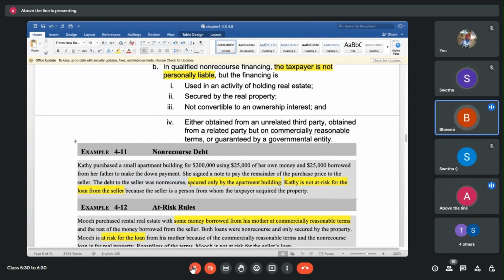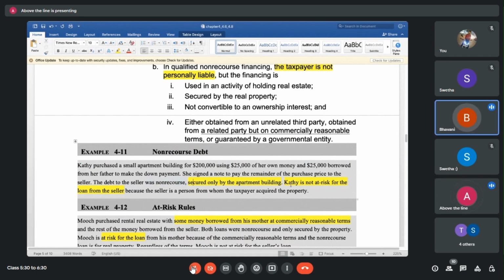Secured only by the apartment. That's why they're clearly saying that it is secured only by the apartment building. It is not secured by Kathy's other personal assets. If she defaults, then the seller can come and take the building back. It's not like the seller will come and say, okay, now I need your car also, I need your bank balance also, everything you give me. Why? Because you've not paid my loan. It's a non-recourse. Okay, go ahead.